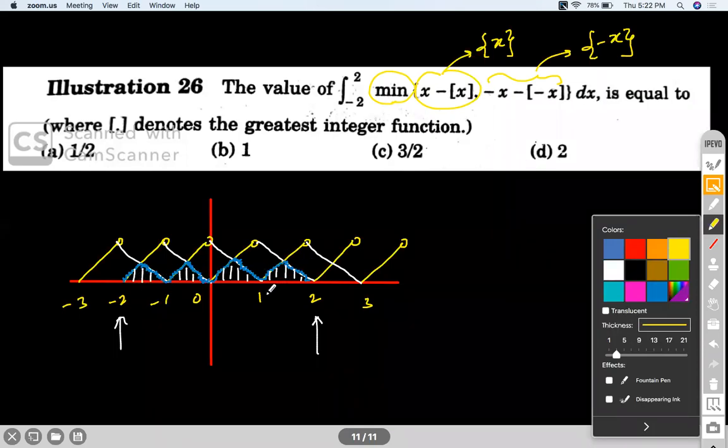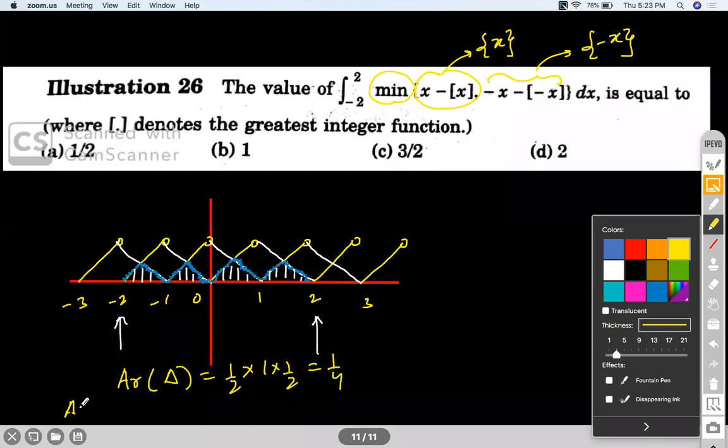Now each triangle has a height of half and a base of one. So the area of each triangle is half base into height. That's actually 1/4, okay? And there are four such triangles. So your answer is going to be 4 × 1/4. That's nothing but one. Option number B is correct. This should be an easy one.